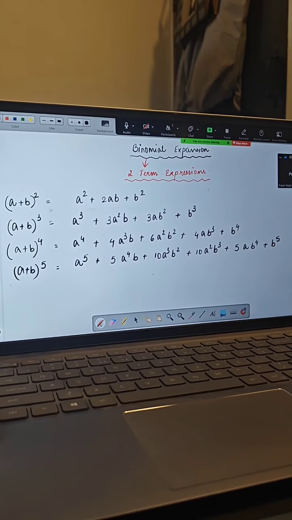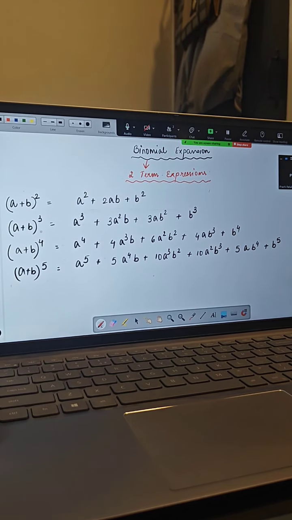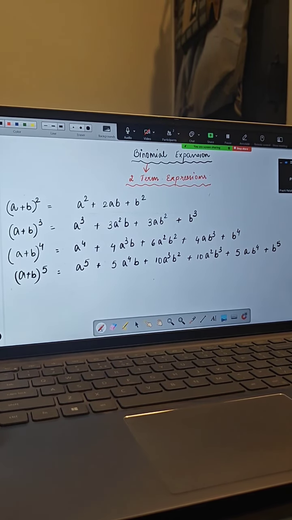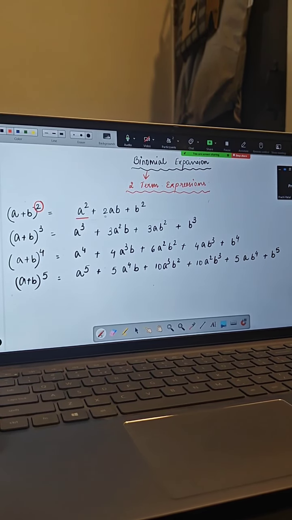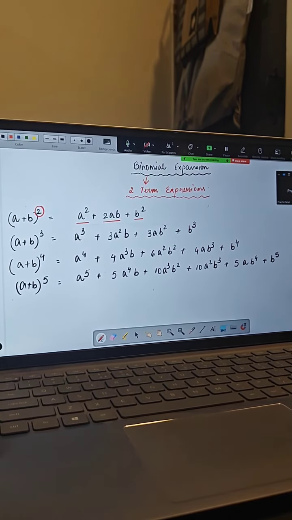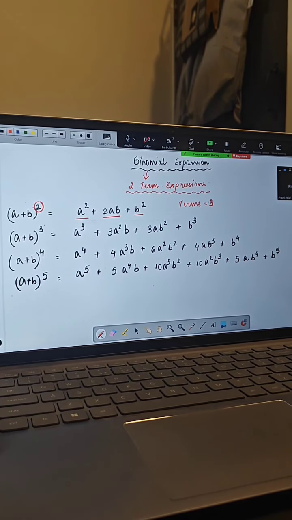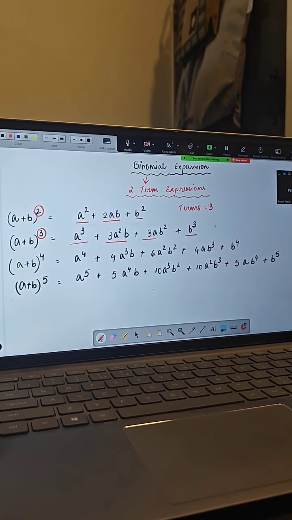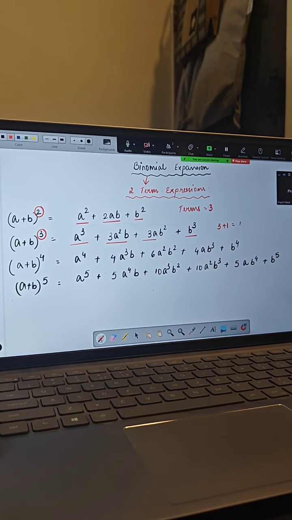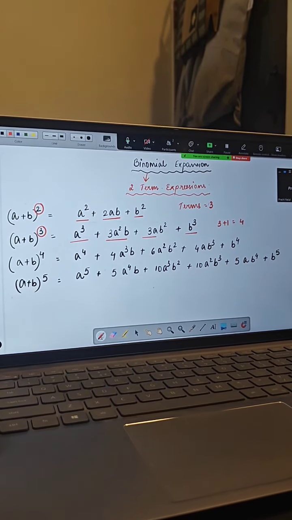So I have done 5 of these: power 2, power 3, power 4, power 5, right? The first observation that you do note is if your power is 2, the number of terms that you are getting is 1 more than that power. Here the number of terms is 3, correct? Similarly, if you look at power 3, then the number of terms that you have is 4. Again, it is 3 plus 1. So the number of terms is 4. So that is one observation that you can keep in head.